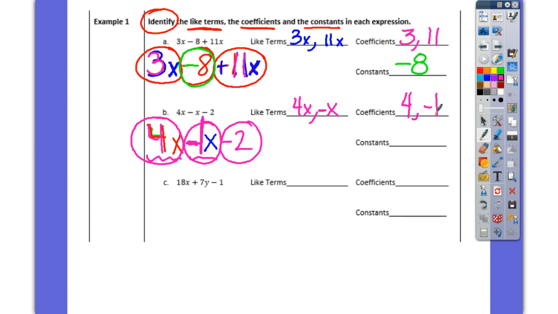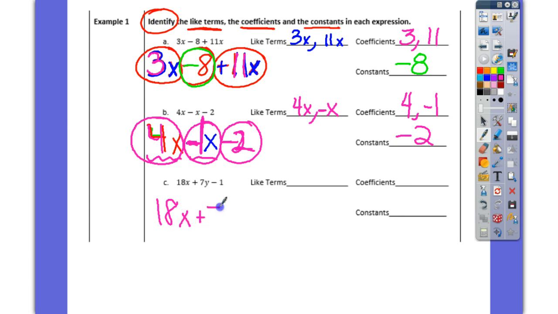Do I have any constants? The cheese stands alone. The number all by itself, the constant, has to be a negative 2. If you just put 2, you would lose points. A constant is a negative 2. All right?